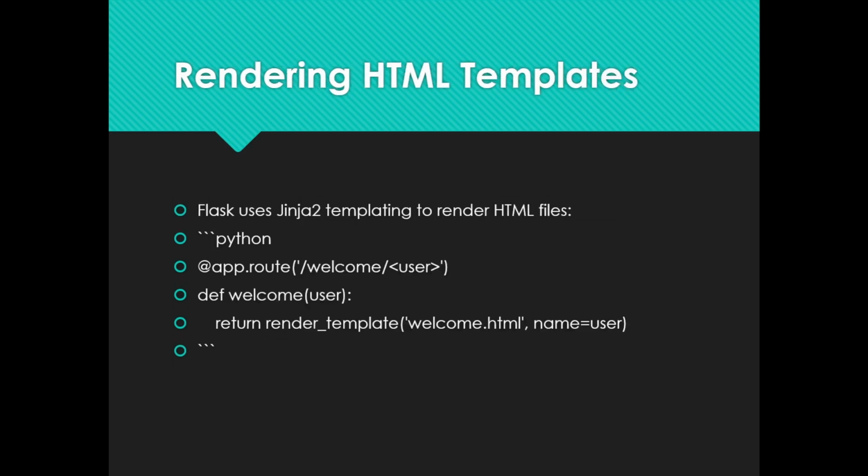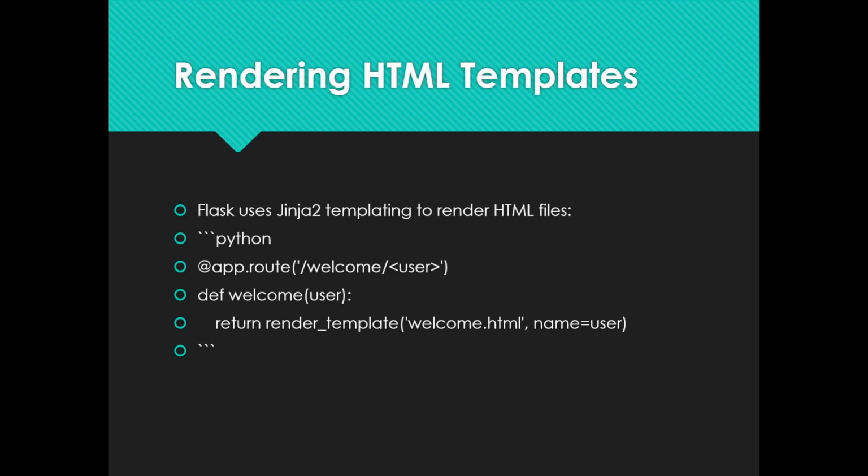The next step is rendering HTML templates. Most web applications require rendering dynamic HTML content. Flask supports templates using Jinja2, a templating engine that allows you to insert Python logic and variables inside HTML.